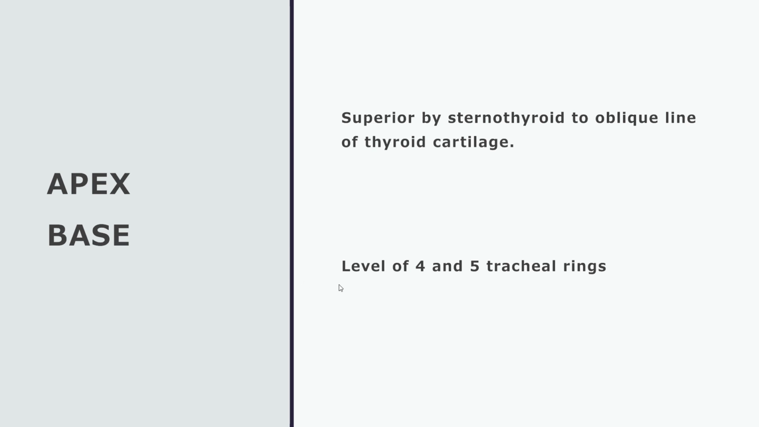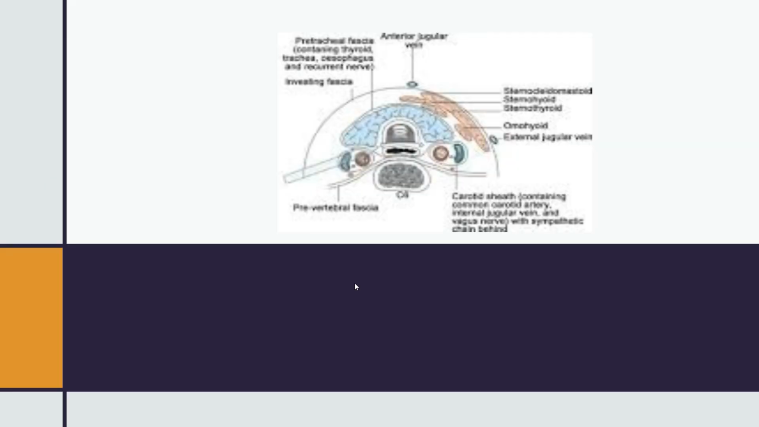Next of all, we are going to see about its base. It is at the level of fourth or fifth tracheal rings, and it is related to inferior thyroid artery and recurrent laryngeal nerve. So in this image, we are going to see about its lateral surface, which is convex, and it is covered by the muscles, that is sternohyoid, then superior belly of omohyoid, then sternothyroid, then anterior border of sternocleidomastoid.